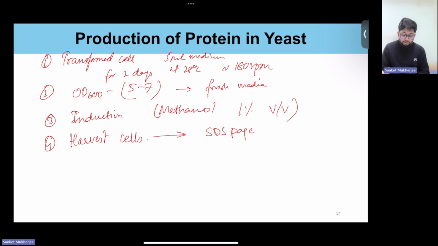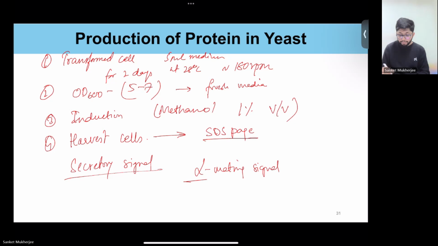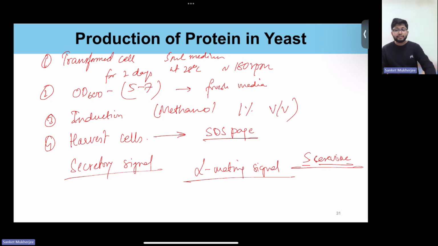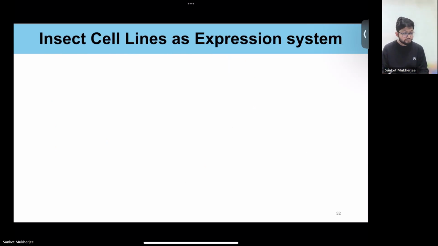We can also give some secretory signals before our protein sequence that will help with this. Like there's an alpha mating signal in the case of Saccharomyces cerevisiae. If this signal is present, then your protein will be secreted instead of being present in the cytoplasm.